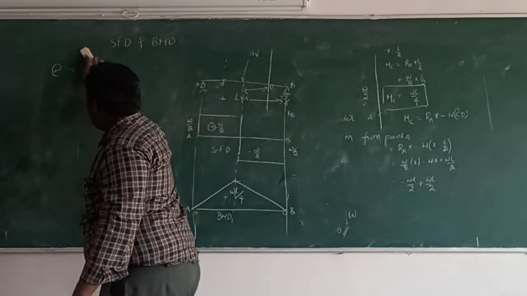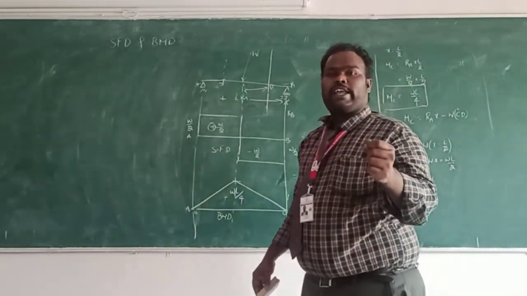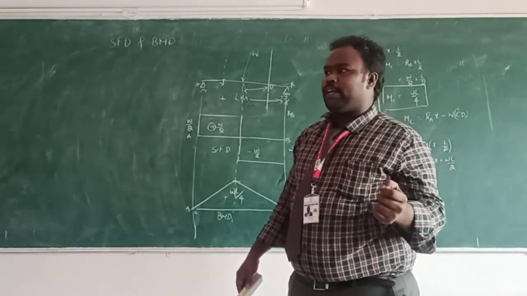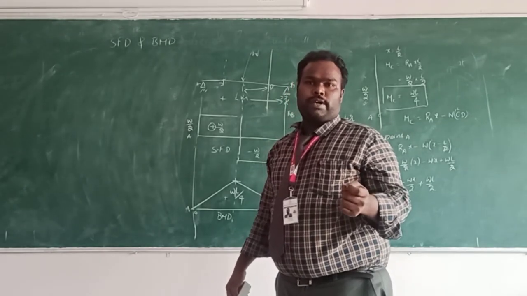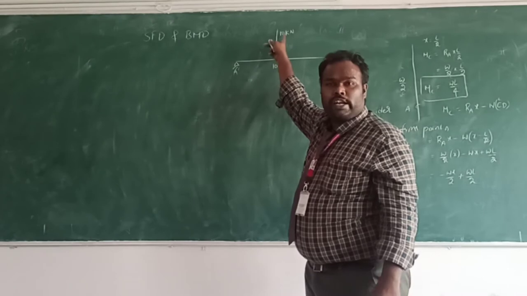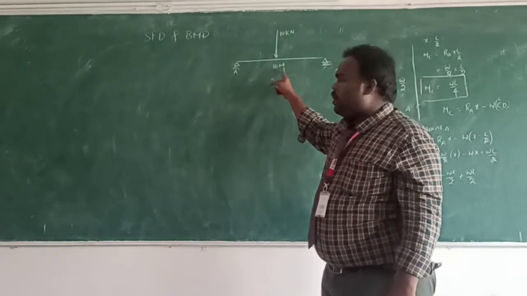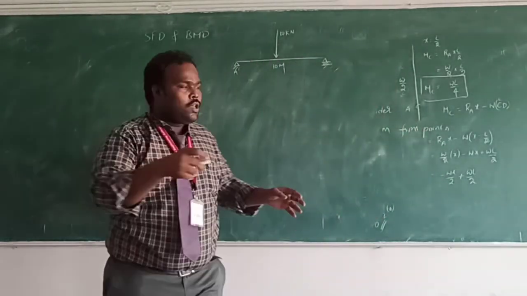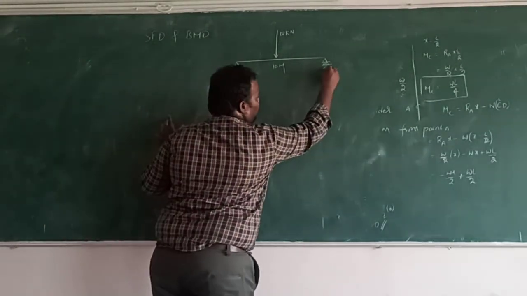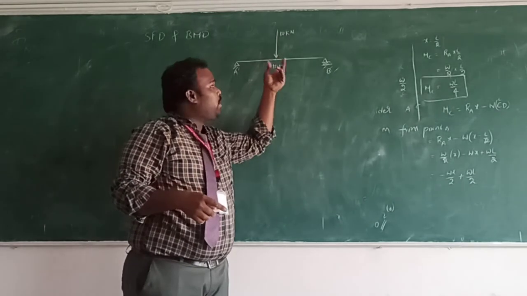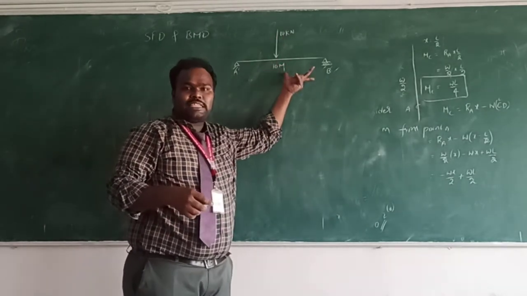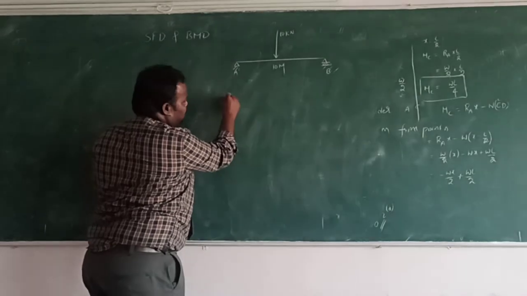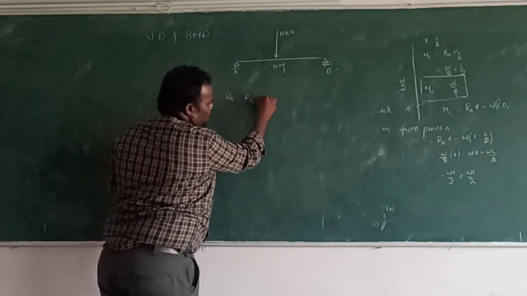Taking another example. Consider a simply supported beam with a 10 meter span, and a point load of 10 kilonewtons at the middle of the span. Now, finding the reactions, bending moment and shear force diagrams. So, step 1, we know Newton's formulas. With a point load acting at the center of a simply supported beam, we know the reactions R_A and R_B are W by 2. Then reactions R_A equal to R_B equal to W by 2.